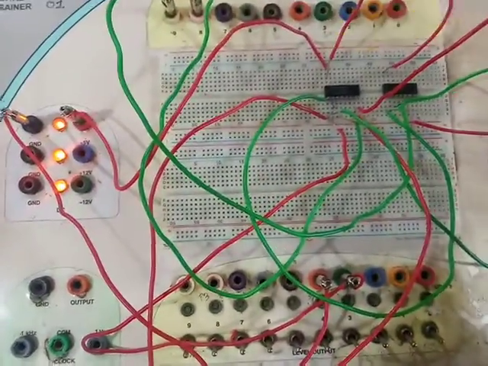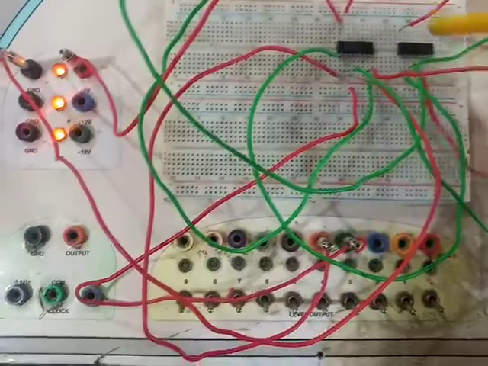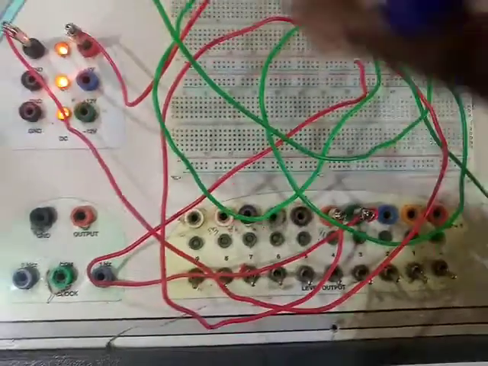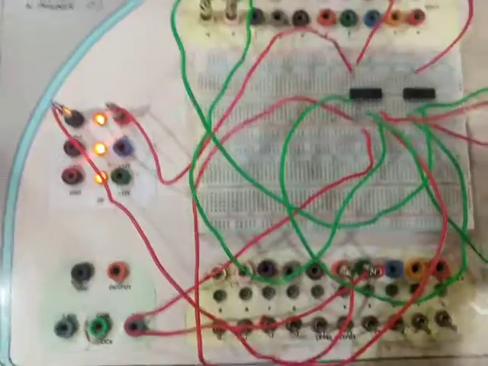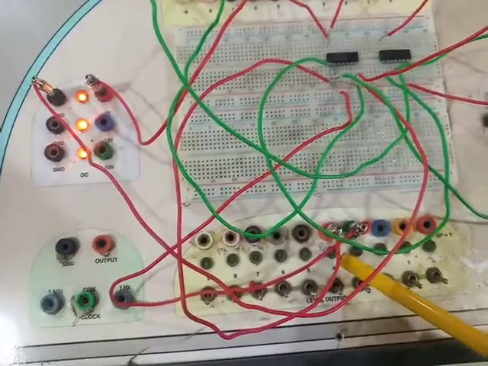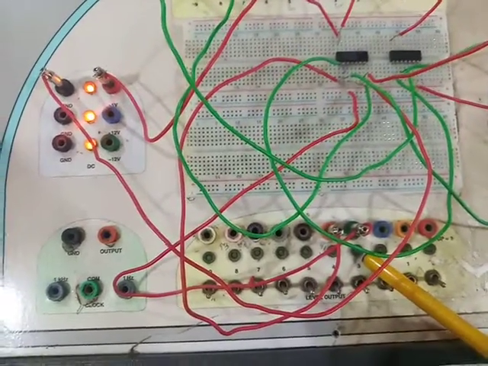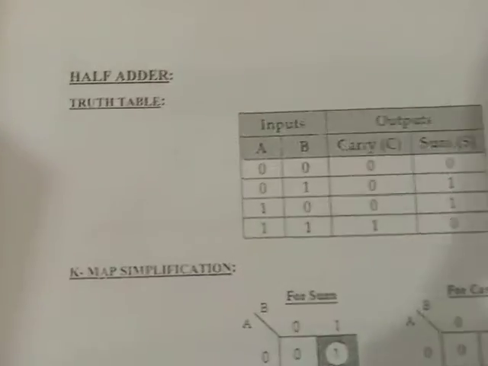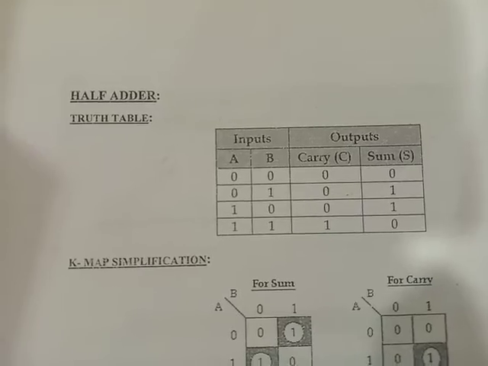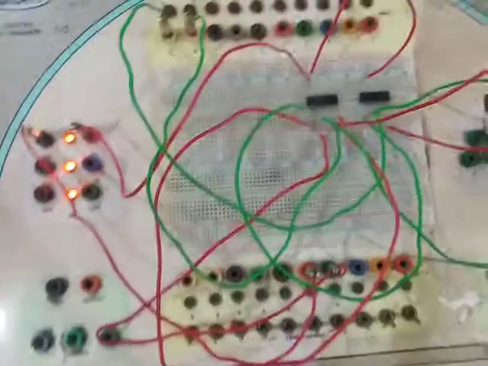So here the carry, pin number 3 of 7408, I connected to the carry. So this is carry and sum, and here A and B. As per the truth table, 0 0 0, 0 1 0 1, 1 0 0 1, 1 1 1 0. So we are going to verify it.